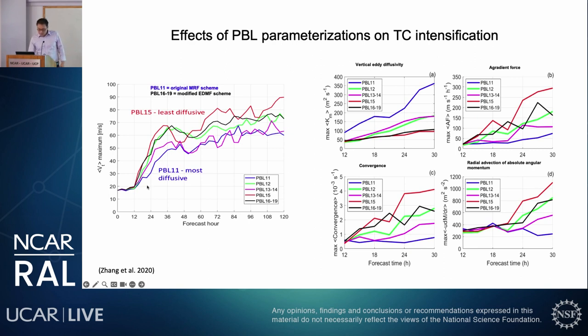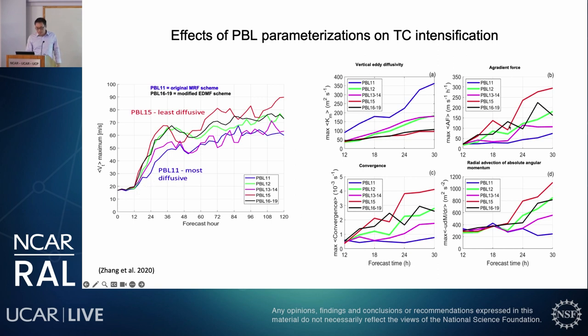So you see the PBL-11 is the most diffusive, and it actually intensifies slowest. And when the PBL-15 is the least diffusive, you see the storm intensifies faster. Then we look at some dynamical terms like the A-gradient forcing I mentioned. You can see that when we change the eddy diffusivity, I look at the early spin-up stage from 12 to 30 hours.